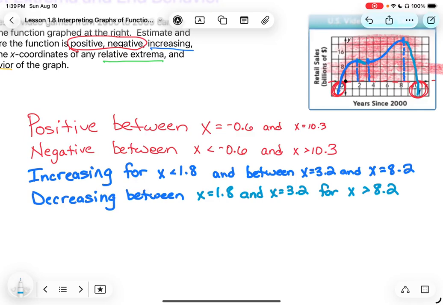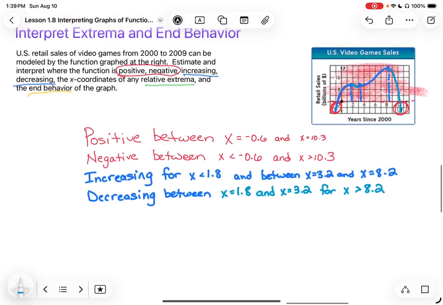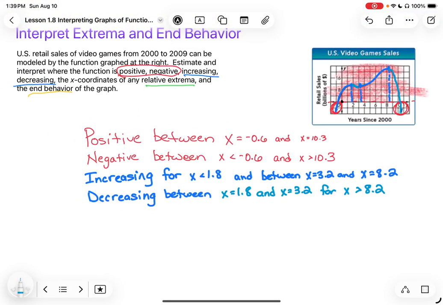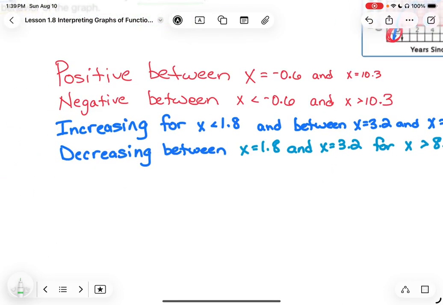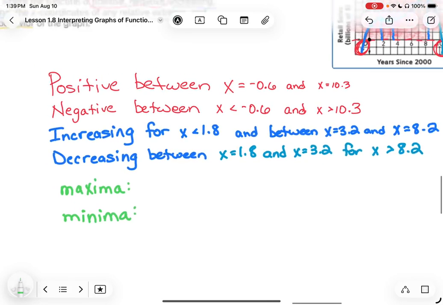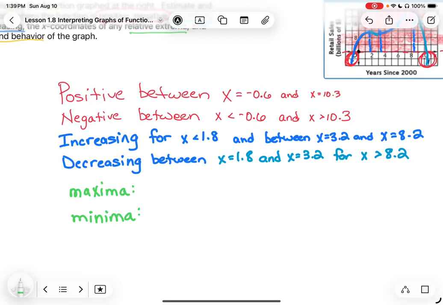Cool. Okay, so let's talk about relative extrema. Relative extrema mean minimums and maximums, meaning high points and low points for our graph. So we're going to look for maximums and minimums. Maxima and minima are the plurals of maximum and minimum. If you said maximums and minimums, nobody would get mad at you.